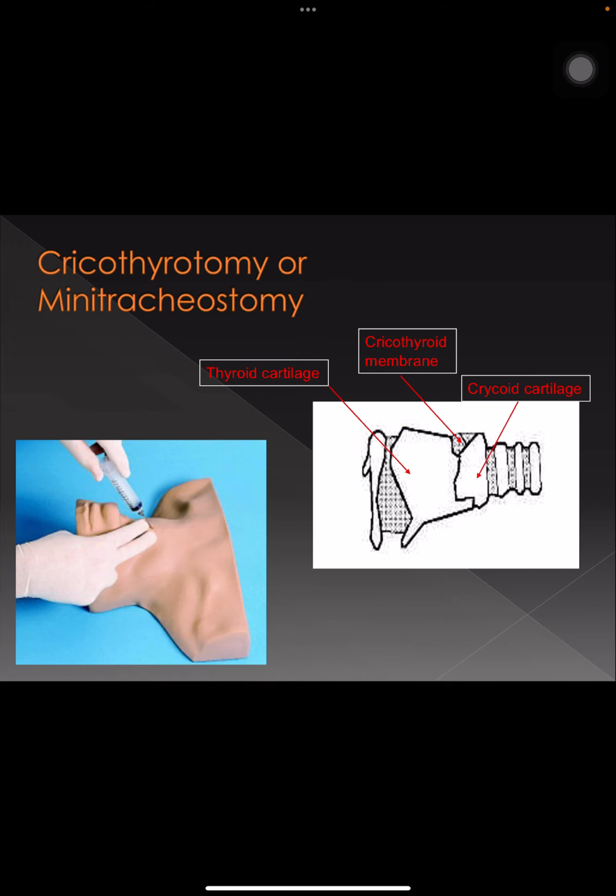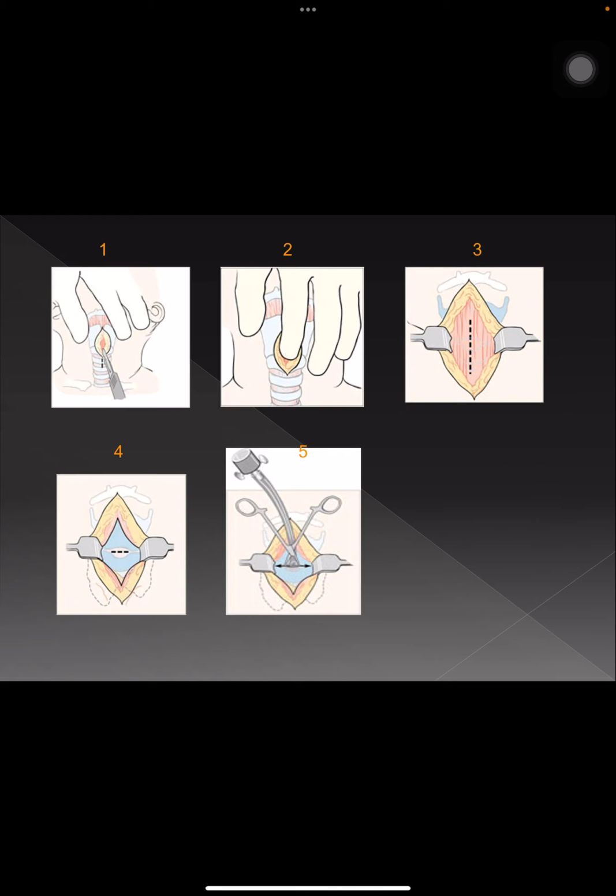Coming to cricothyrotomy. So what is cricothyrotomy? It is an emergency procedure which is carried out in order to maintain airway patency. Here an incision is placed below the thyroid cartilage and above the cricoid cartilage at the region of the cricothyroid membrane. Here the membrane is opened and a cricothyrotomy tube is placed in position.